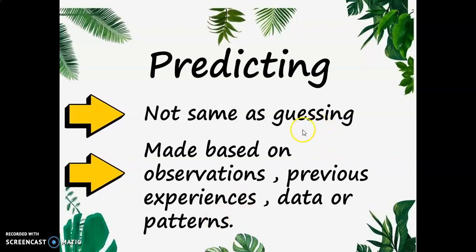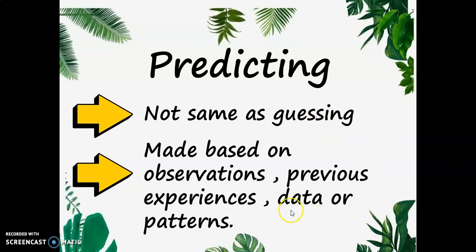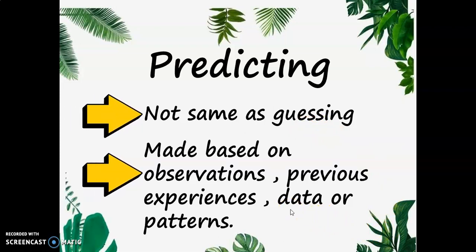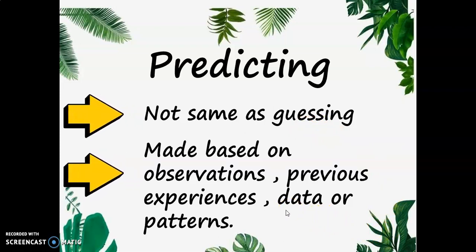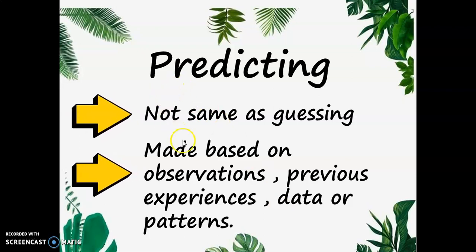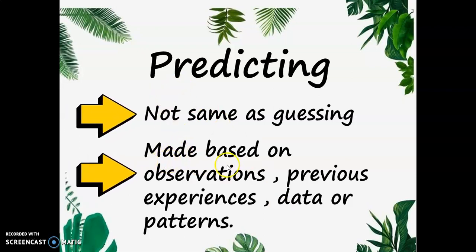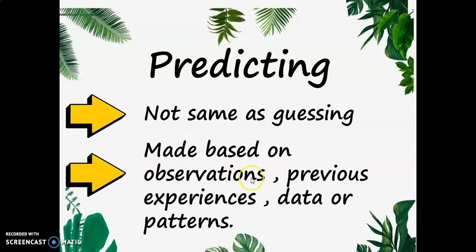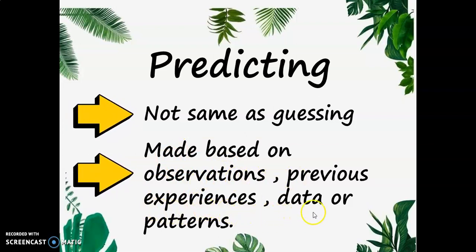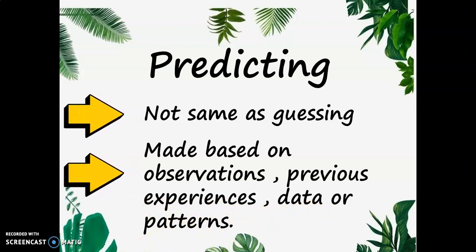Guessing is when we maybe do not have data, do not have a pattern. We just guess. Kita teka saja. But in predicting, we must base it on pemerhatian, observation, previous experience, pengalaman lepas, data iaitu maklumat, or pattern, pola.